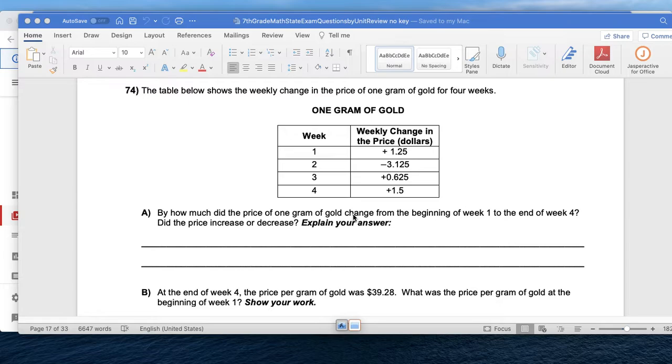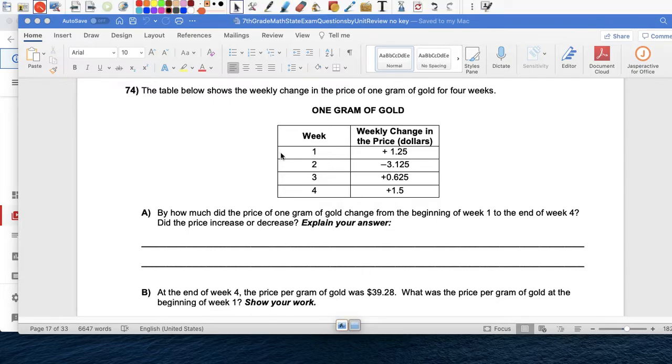74. The table below shows the price of a gram of gold for 4 weeks. By how much did the price of 1 gram of gold change from week 1 to the end of week 4? So you have the price of gold. Okay. And the price of gold is here. Before week 1, let's call that X. Week 1, the price of gold goes up 1.25. Week 2, it goes down negative 3.125.